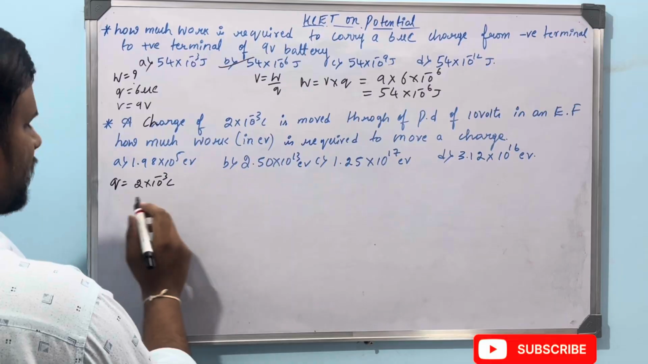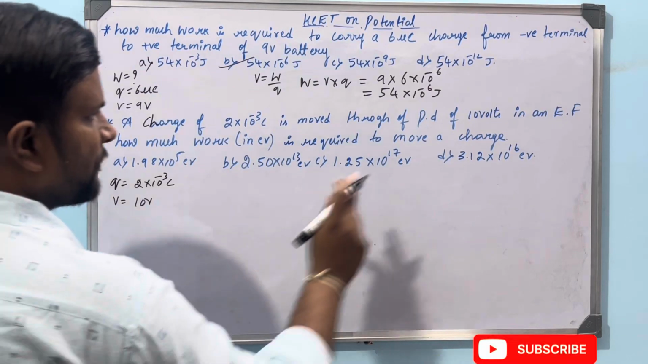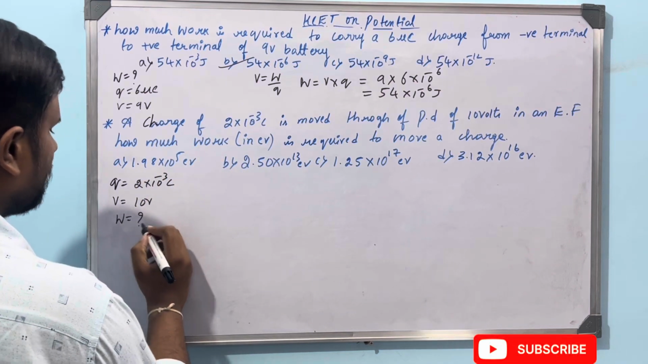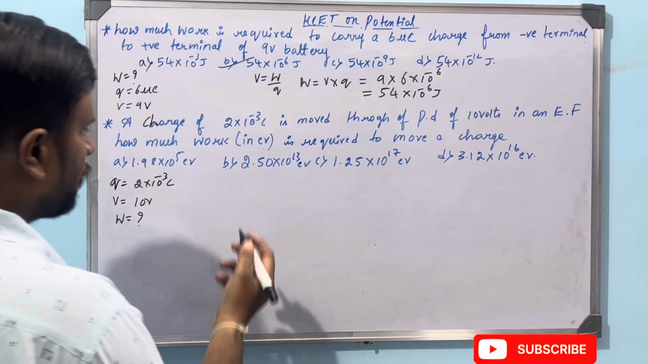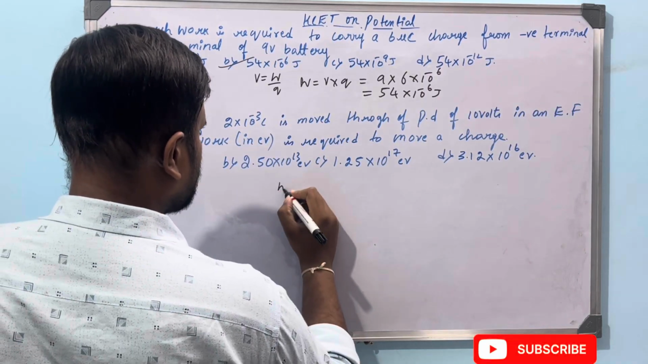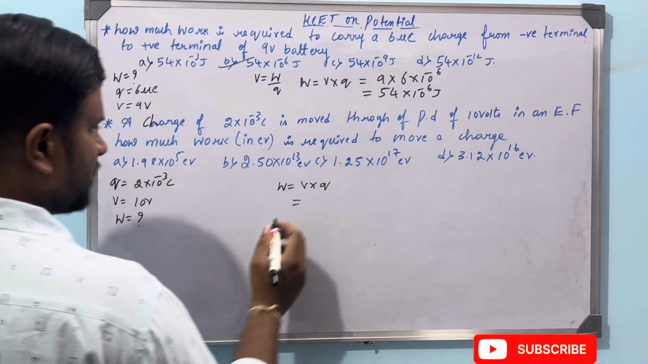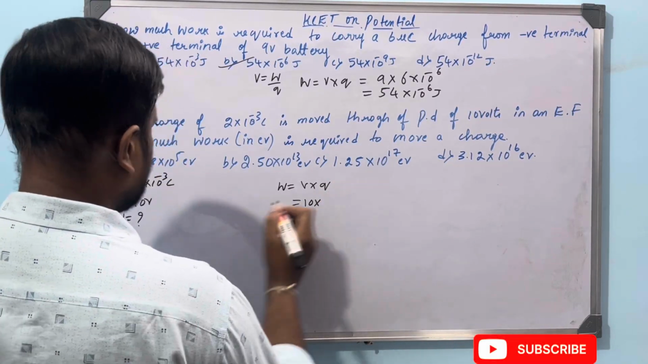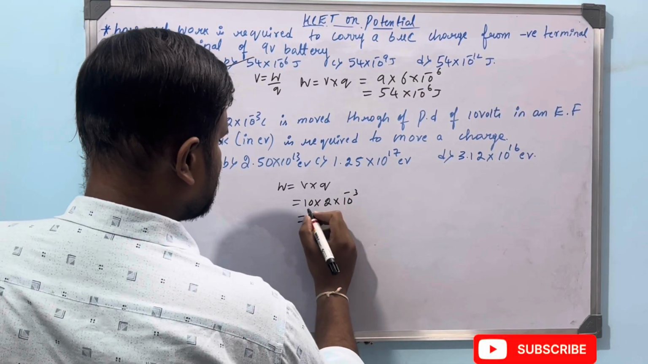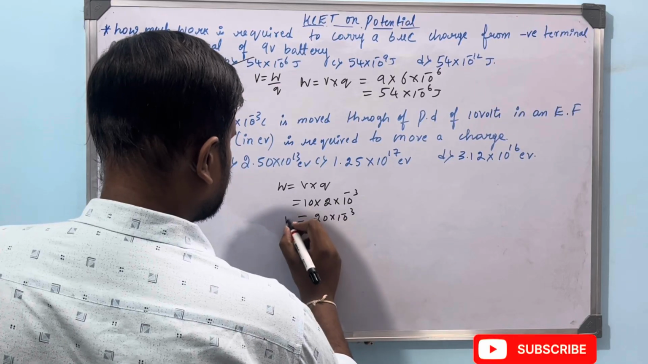It is moved through a potential difference. Potential difference means V, so that is 10 volts, in an electric field. How much work is required? We need to calculate work done, but in terms of electron volt. What is the formula for work done in terms of potential? W becomes V into Q. What is V? 10, into Q is 2 into 10 to the power of minus 3. So that is equal to 20 into 10 to the power of minus 3. So that is work done.